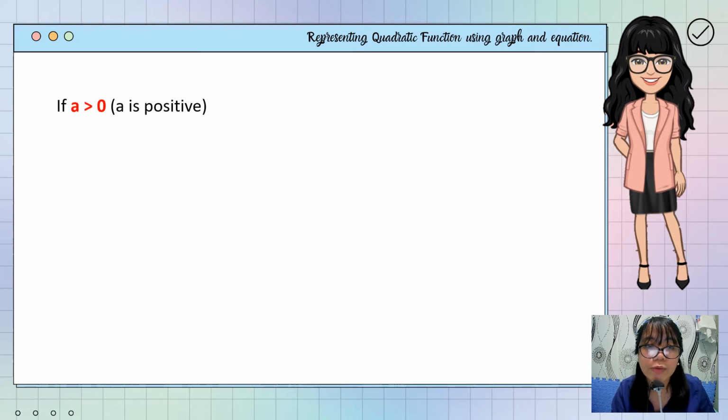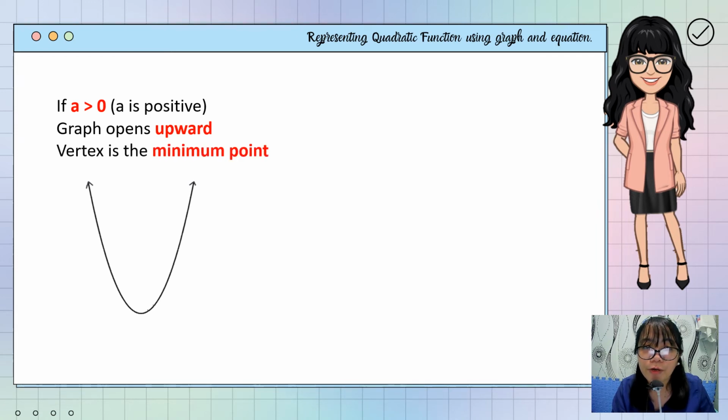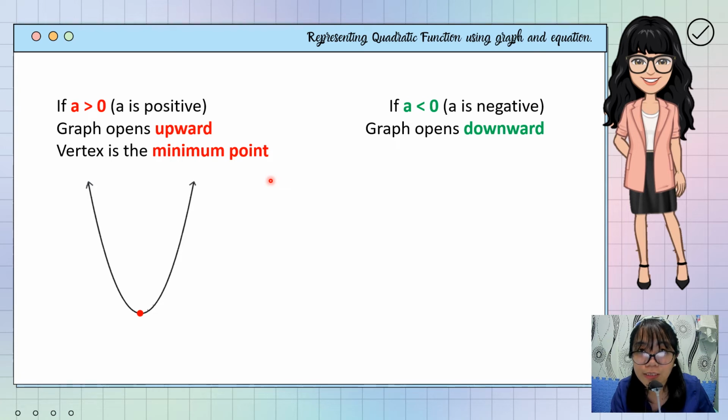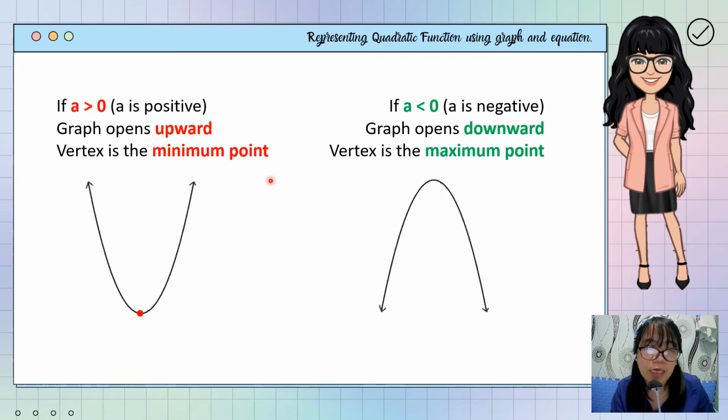Again, if a is greater than 0, that means a is positive, the graph of the parabola opens upward. And if it opens upward, the vertex is the minimum point, the lowest point of your quadratic function. If a is less than 0, or negative, then the graph opens downward. And if the graph opens downward, the vertex is the maximum point, the highest point in our graph.